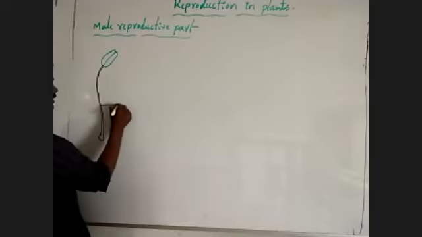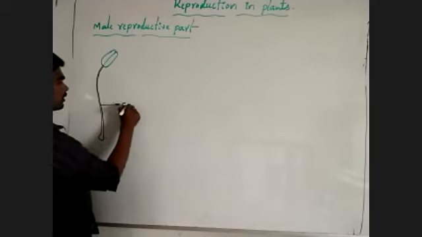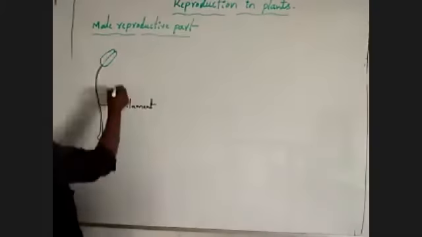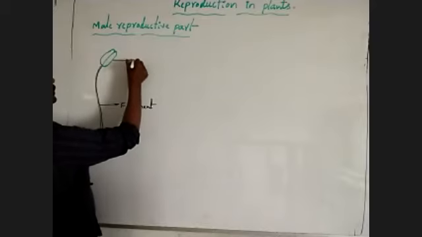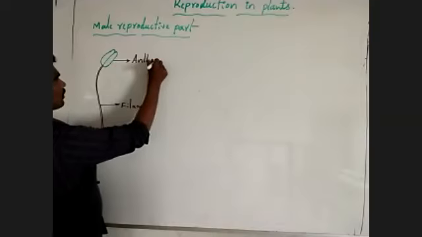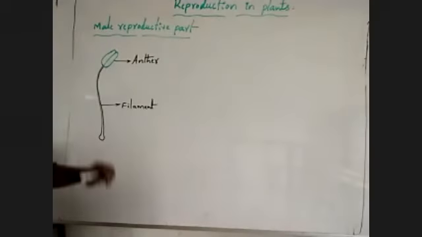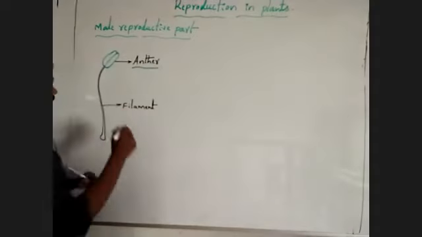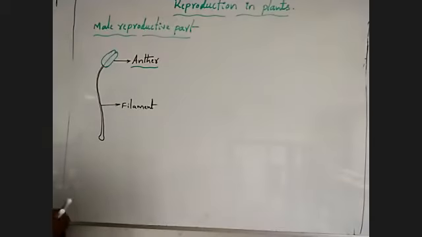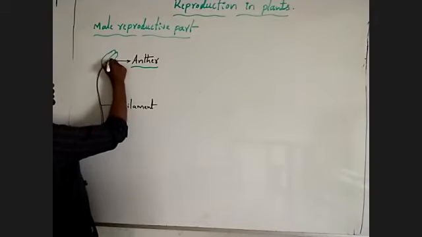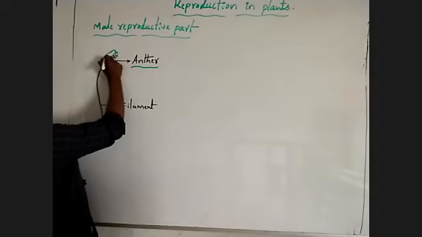Here, one stalk-like structure is present. It is called filament. Next, a knob-like structure is present. It is called anther. Anther is the important part in this structure because male reproductive structures are developed inside the anther.